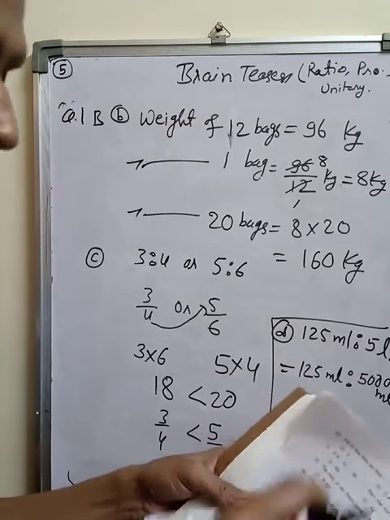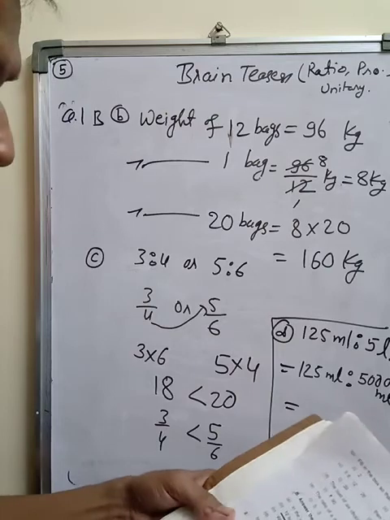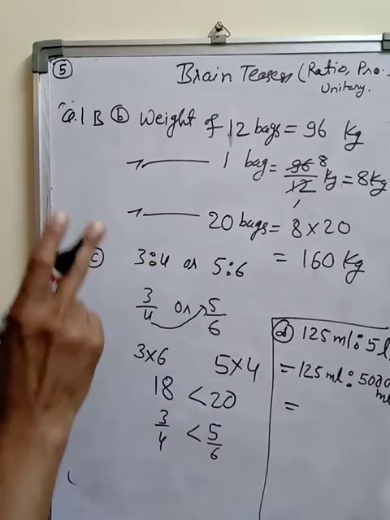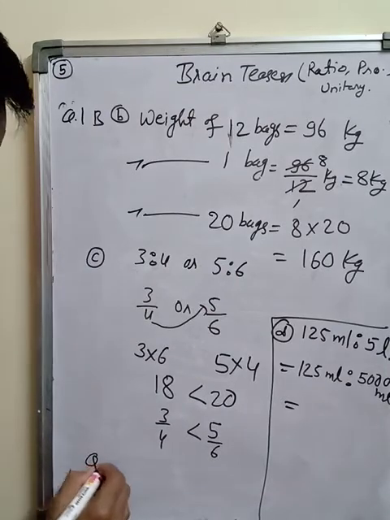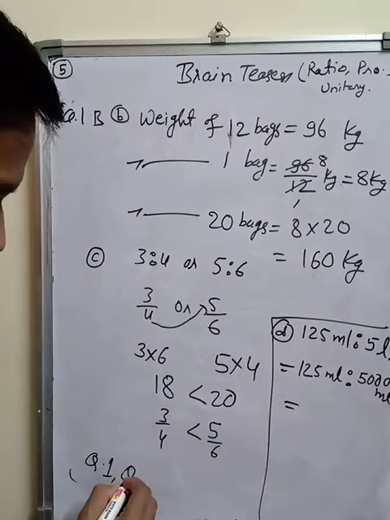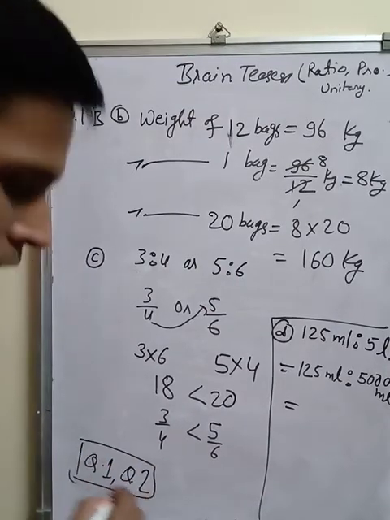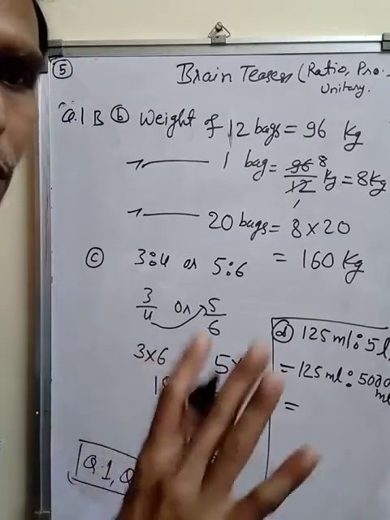Proportion I have already explained. So today your homework is question number 1 and 2 of brain teasers problems. What is your homework? Question number 1 and question 2 of brain teasers, and the value based question you do not need to solve. Okay.